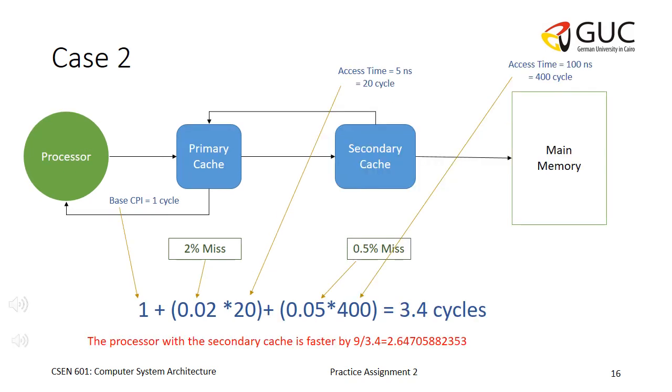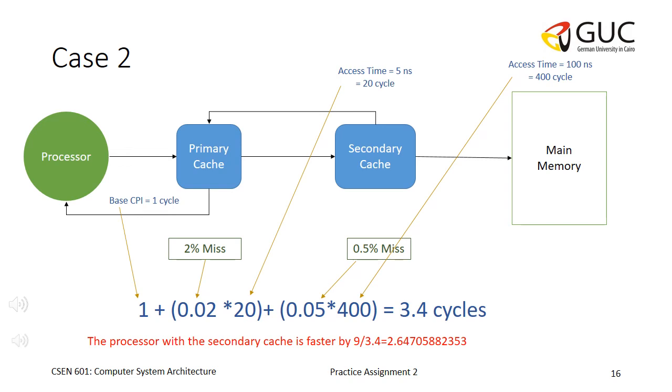In the second case, we have a processor and primary cache as in the last one, but we here added a secondary cache between the primary cache and the main memory as shown in the figure. Okay, what are the extra attributes we have here? We have the same access time of the main memory, which is 400 cycles, but we have here an access time also for the secondary cache.